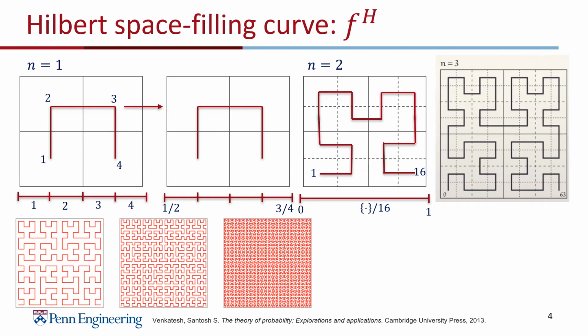So as you increase n, you can see the unit square is becoming more dense, in the sense that the path is covering essentially all the points in the unit square. So as n tends to infinity, you're filling the unit square. That's why it's called a space filling curve.